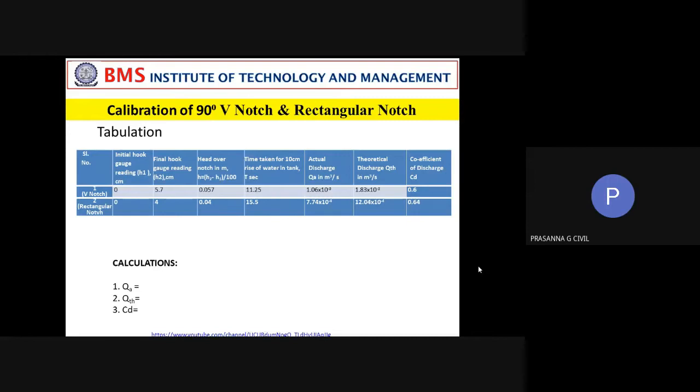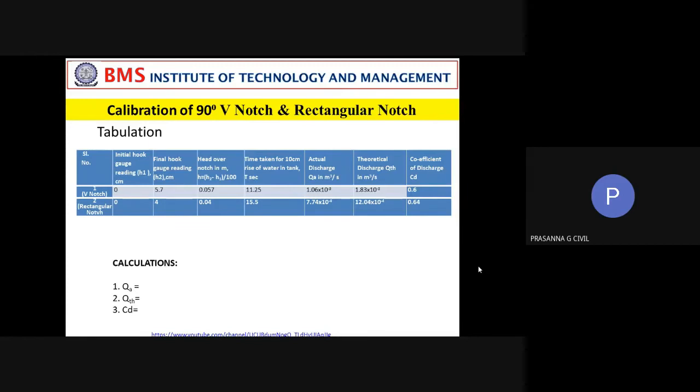For the rectangular notch, similarly, we have the initial hook gauge reading set as 0 at the crest level. The final hook gauge reading for the given discharge is taken at the top surface of water. The head over the notch is measured in meters, along with the time taken for 10 centimeter rise of water. The actual discharge and the theoretical discharge are based on the expressions discussed in the previous slide. The coefficient of discharge for this particular example works out as 0.64.